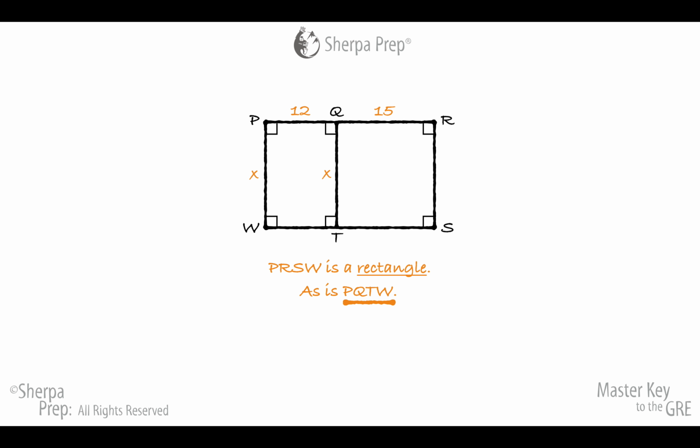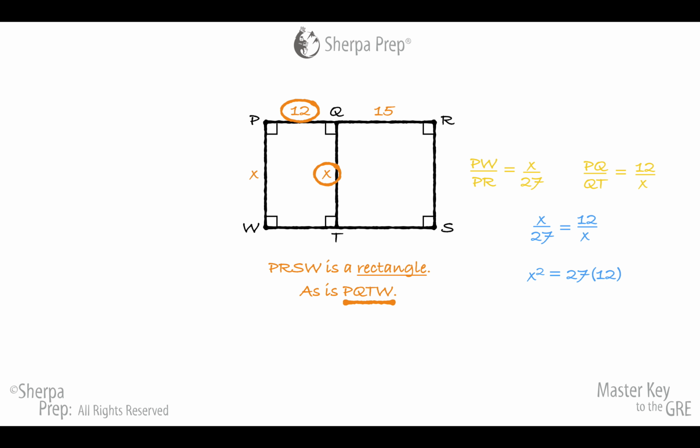In other words, the ratio of PW to PR is going to be the ratio of x to 12 plus 15, or 27. And the ratio of PQ to QT is going to be the ratio of 12 to x. Now, according to the problem, these ratios are equal, which means we can set them equal and then cross multiply to solve for x. Let's go ahead and do that work. x times x is x squared, and 27 times 12 we can of course write as 12 times 27.